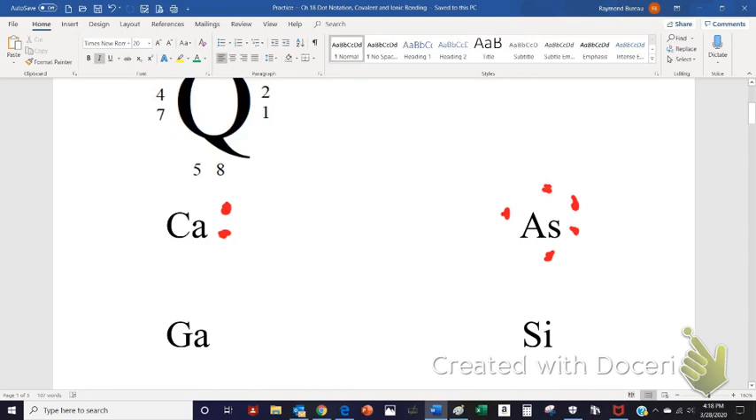Next one is gallium, which is in group 3A, so 3 valence electrons. All I have to do is 1, 2, 3. Silicon is in group 4A, so 1, 2, 3, 4. And I'm going to pause here, and I'm going to give you a chance to try the next 4, and then I'll put all the answers up there at one time. So I'm going to go ahead and pause while you do that.